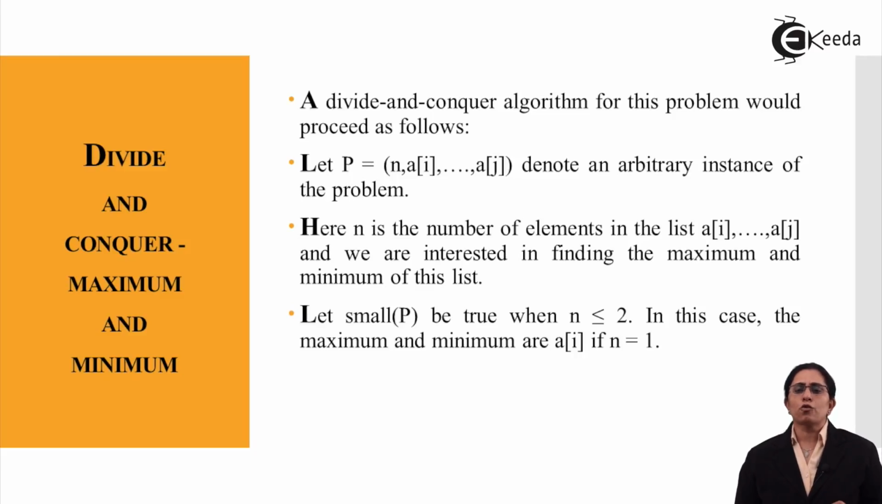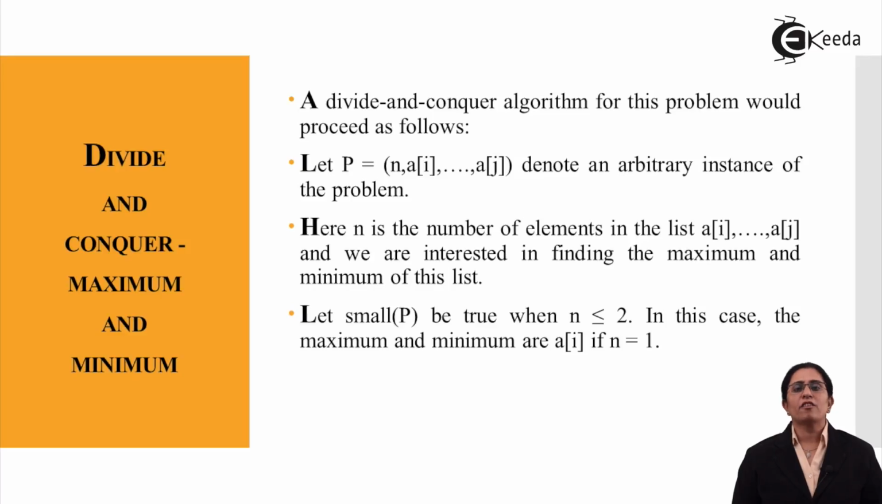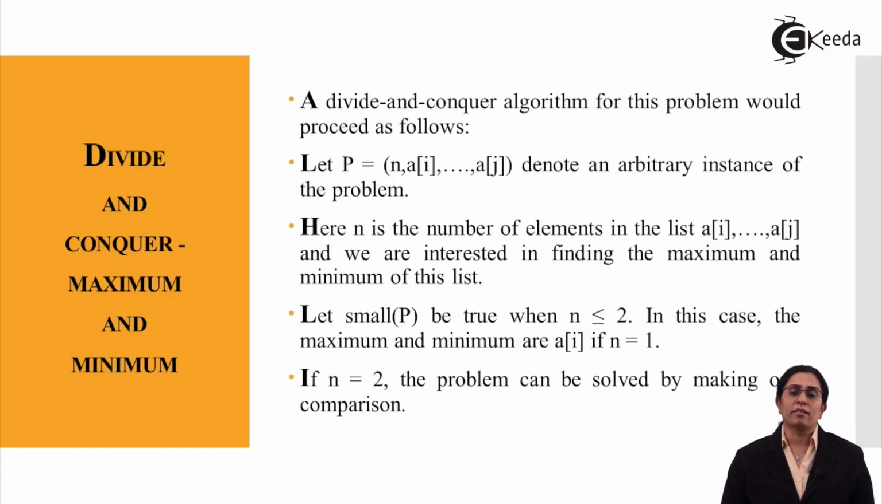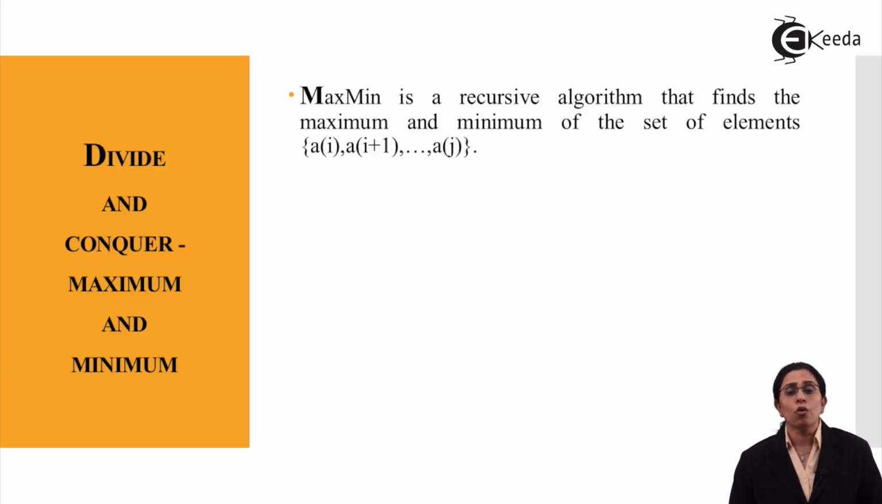Let small P be true when n is less than or equal to 2. In this case, the maximum and minimum are a[i] if n is equal to 1. That is, if I have only one element in my array, then the first element alone denotes the maximum and the minimum. If I have a larger size, then we need to split the array list. If there's a single element, then there's no need to split my array list. If n is equal to 2, then the problem can be solved by making one comparison.